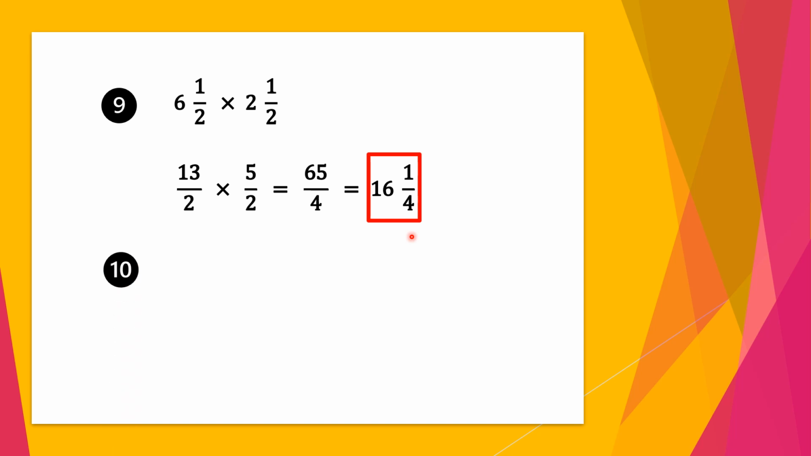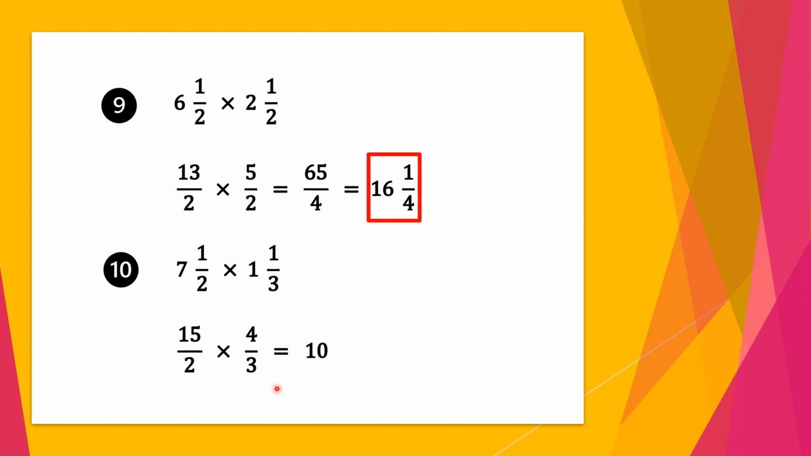Moving on to our last question, question 10. We have 7 1/2 times 1 1/3. Again, the first thing we do, we convert our mixed fractions into normal fractions. So 2 times 7 is 14, add 1 is 15, and we bring our denominator 2 as this. And we bring our multiplication sign as it is. We do the same thing for the second fraction. 3 times 1 is 3, add 1 is 4, and we bring our denominator 3 as this.